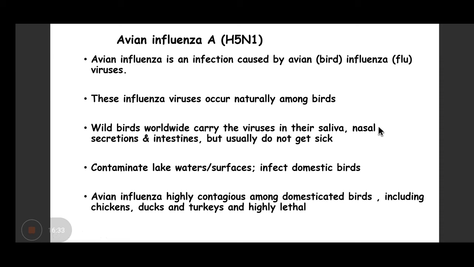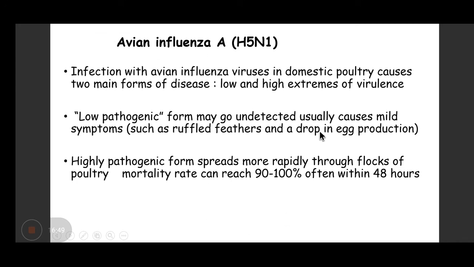So avian influenza A normally causes infection in birds, it is present in wild birds, and it can cause infection in domestic birds. Because it is very contagious, there are two forms in birds: one is low pathogenic and the other is high pathogenic. Low pathogenic just causes a mild infection, such as ruffled feathers and a drop in egg production. The high pathogenic form causes more rapid infection, and it is very infectious also.